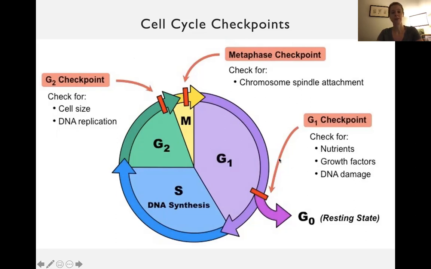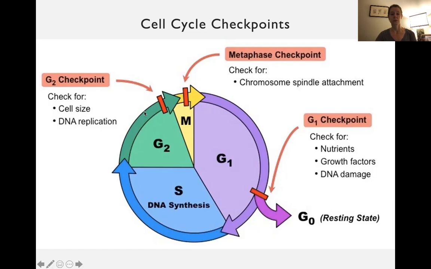Similar to over here, if there's anything that went wrong, it can be fixed, or the cell can undergo something called apoptosis, which is death. So if it's just too messed up, the DNA isn't good, the cell will basically just die and not go through mitosis to make more cells that also have messed up DNA. And that's the idea behind the G2 checkpoint. So that's a really important checkpoint.